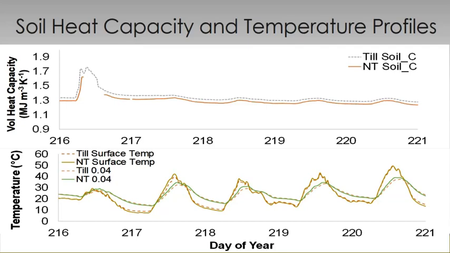Looking at soil temperature profiles for the period, the dotted and the solid at the top are our surface temperature, and the green solid and the orange dotted at the bottom are our temperatures at 4 centimeter depths. We see that the surface temperatures between till and no-till were pretty much similar throughout the entire period. You also notice our first day, where the surface temperatures and 4 centimeter temperatures were similar due to the effect of surface water content dampening the temperature at the surface. So surface temperatures were not different between till and no-till.